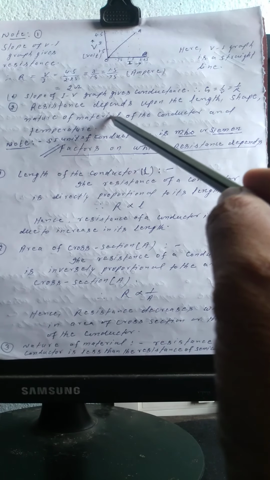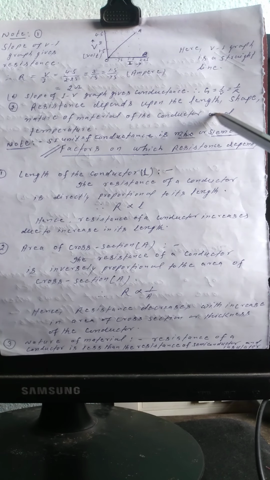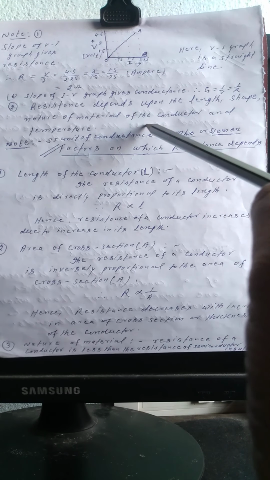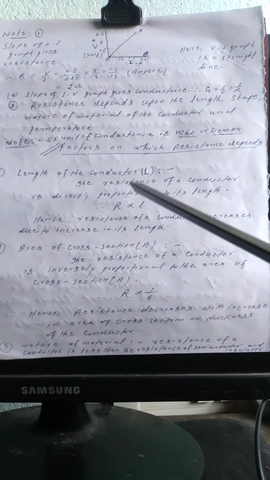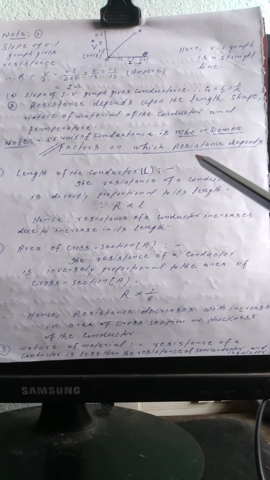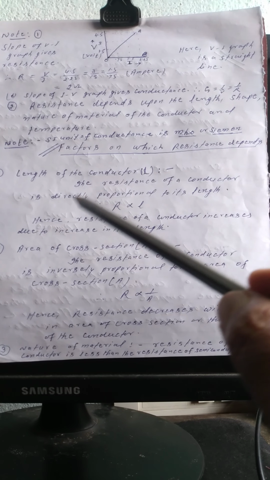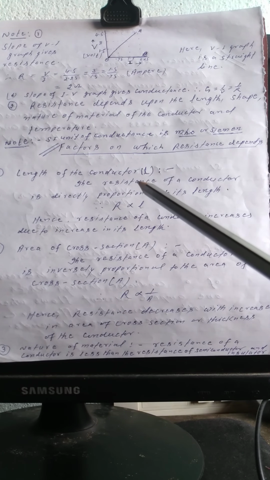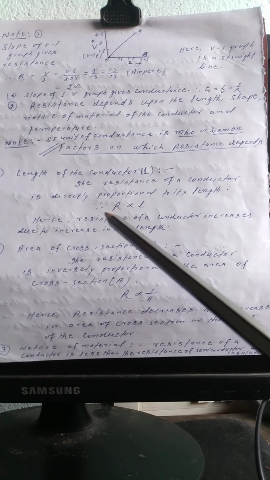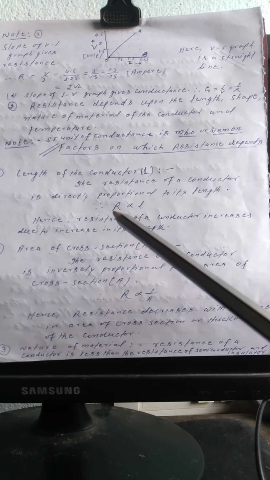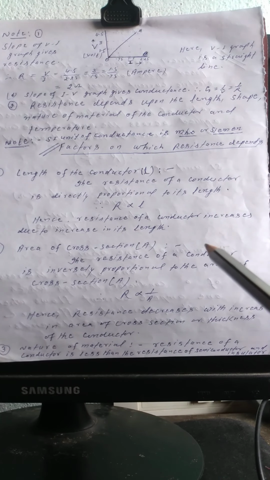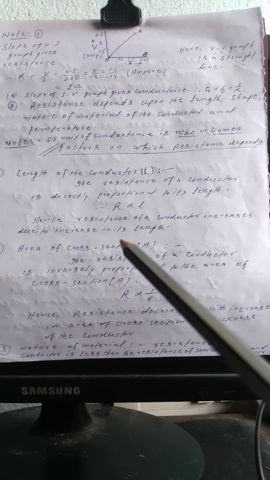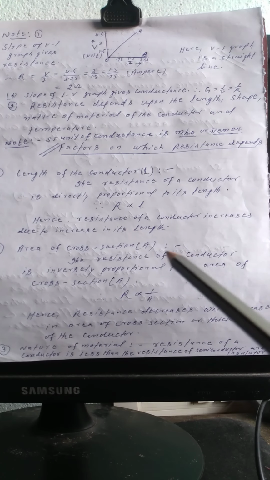Second note is resistance depends upon length, shape, nature of the material of the conductor and temperature. Now factors on which resistance depends. First factor is length of the conductor. The resistance of a conductor is directly proportional to the length, therefore R is directly proportional to L. Hence resistance of a conductor increases due to increase in length.